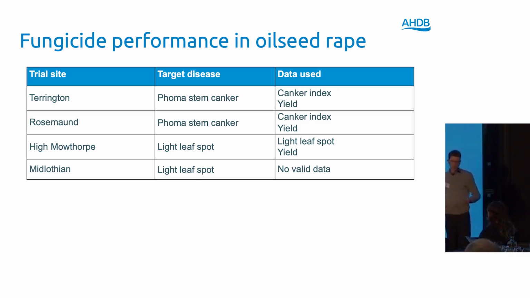For the light leaf spot trials, we locate these in northern areas where historically we get high pressure of light leaf spot. We had the High Mowthorpe site in North Yorkshire, an AHDB hosted site. We got some good light leaf spot assessment results, severity results, and yield uplift results for that site for this season. The Midlothian site, located near Edinburgh, hosted by SRUC. Fortunately for that site this season, there just wasn't enough of a light leaf spot epidemic to see any valid disease assessment or yield results, so there's nothing to share from that site.